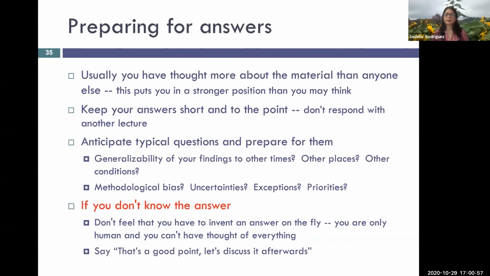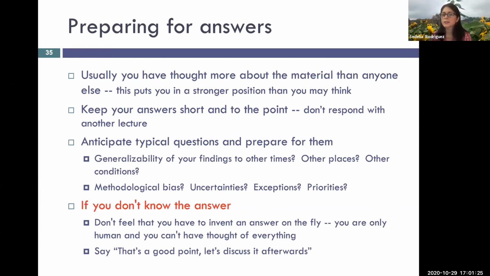All right, preparing for answers. Again, you're not always going to know everything. But do remember that it is your topic, it's what you researched, and so you probably will know more than most of the people in the audience. When you get a question, keep your answers short and to the point. Don't respond with another lecture. Just answer the question clearly and in a short period of time.